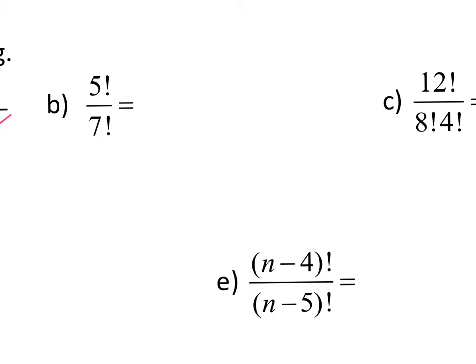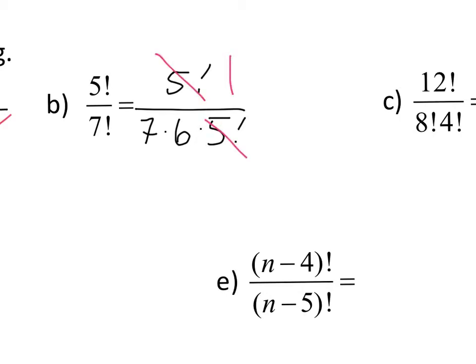So the first one, 5 factorial, we'll just leave that as 5 factorial in this case. 7 factorial is 7 times 6 times 5, etc., etc., times 5 factorial. Cancel out the 5 factorials. That's going to give you a 1 up above, and it gives me a final answer of 1 divided by 7 times 6, which is 42.